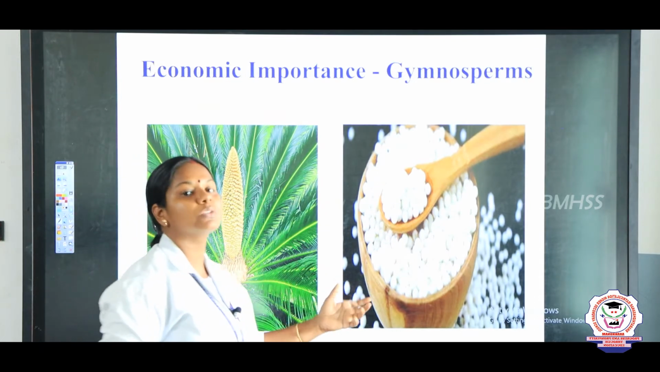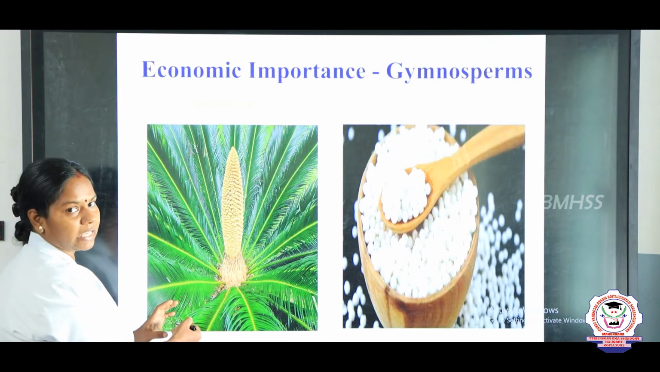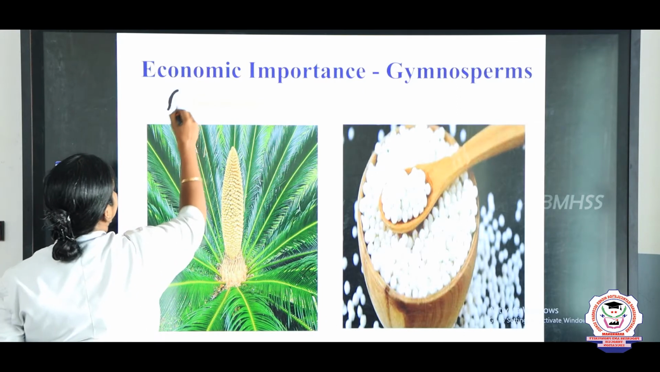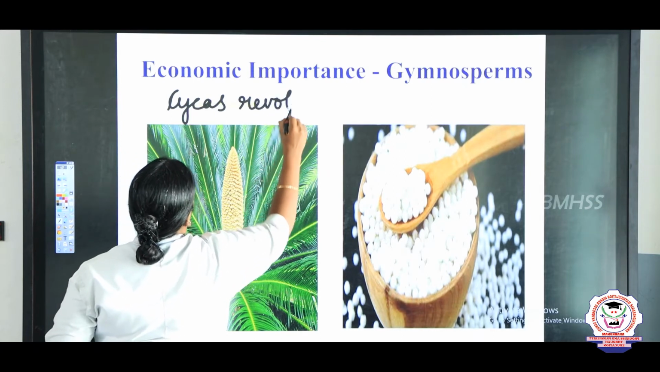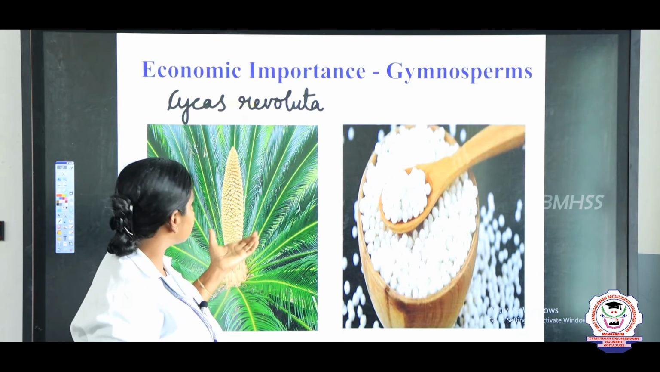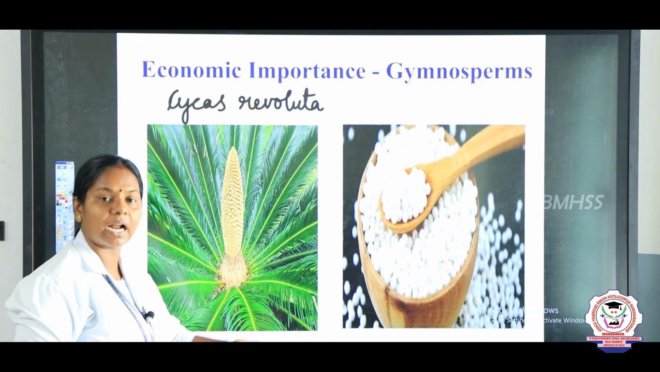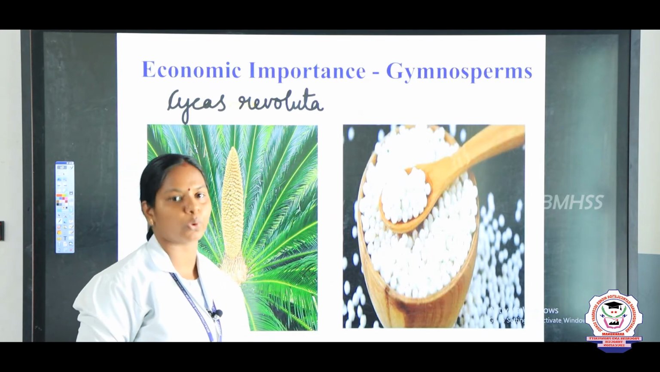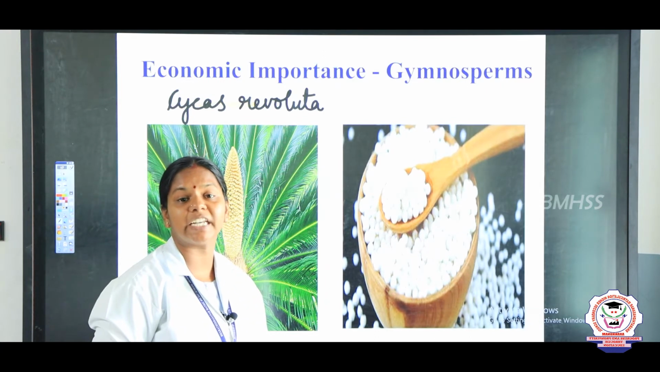Next, sago is also obtained from another gymnosperm of the same category as Cycas circinalis. This plant's name is Cycas revoluta. From both these plants, Cycas circinalis and Cycas revoluta, what is obtained, children? Sago, Javvarisi in Tamil, and it is used as a food. It is rich in carbohydrate and has no proteins, and this sago can be suggested for patients with kidney problems.